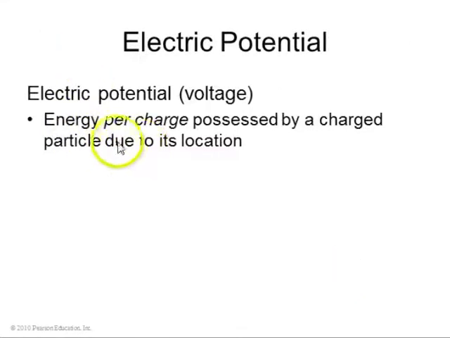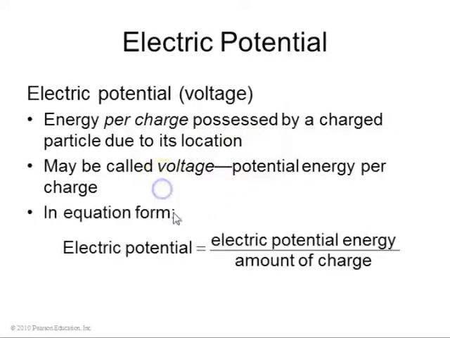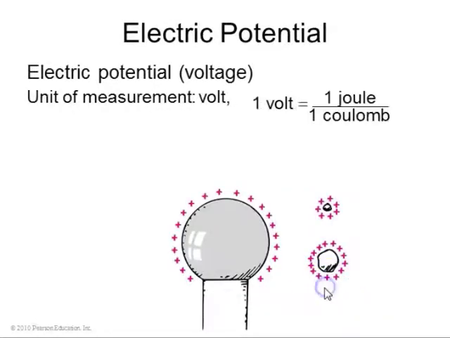Electric potential is the electric potential energy per unit charge, sometimes called voltage. So here it is. Electric potential is electric potential energy divided by the amount of charge. And it also has a unit. 1 volt is 1 joule of electric potential energy per Coulomb of electric charge.